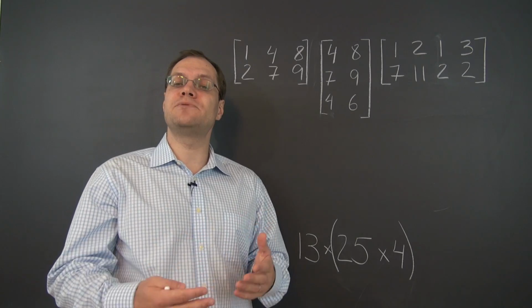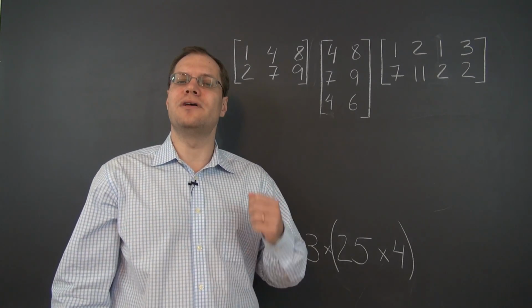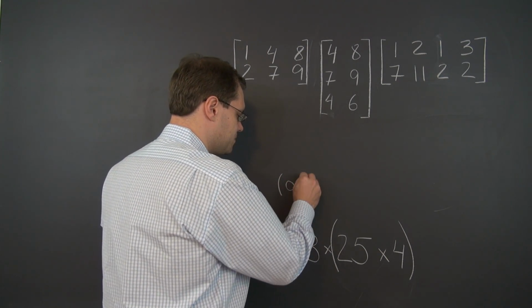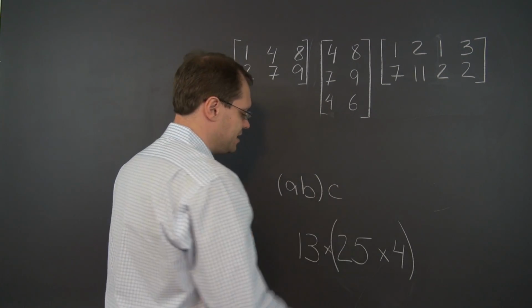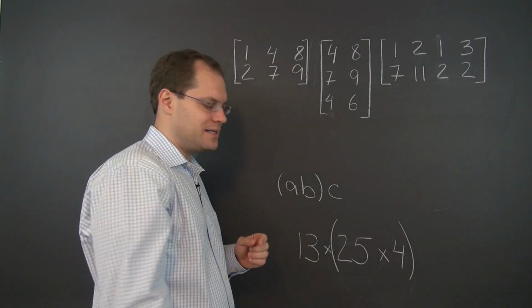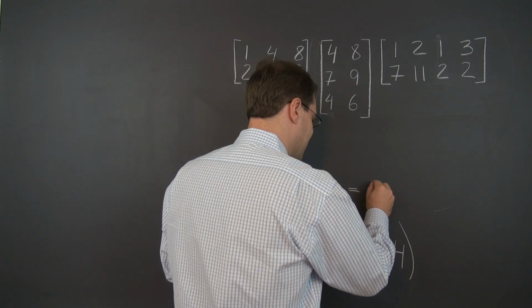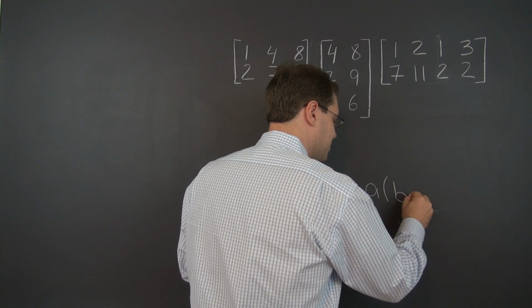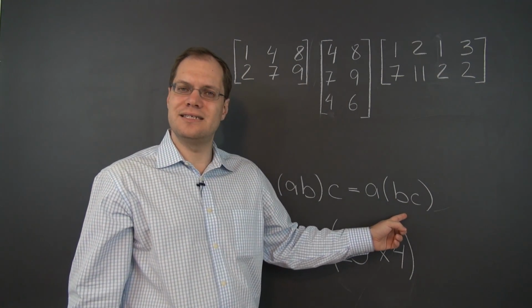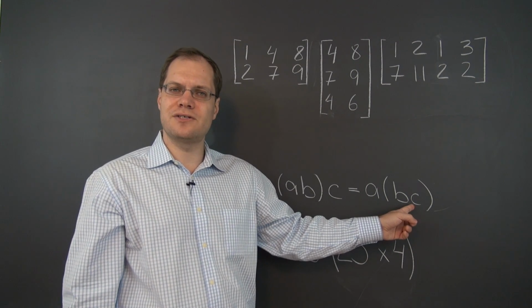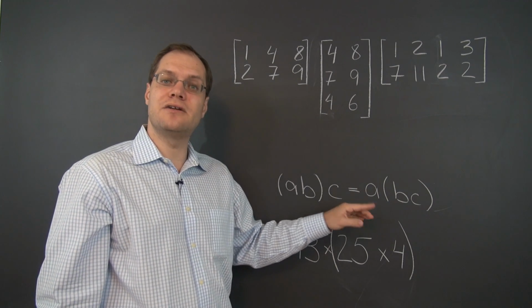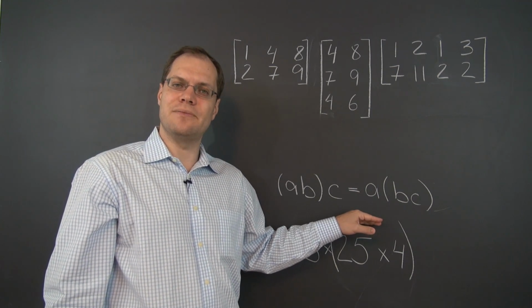So if we wanted to capture this associative rule with letters, as we usually do in algebra, we would write that AB in parentheses times C, meaning the product AB is done first, and then the result is multiplied by C, would yield the same value as A multiplied by the product BC. And here, the parentheses indicate that the second product is to be done first, and then the result is to be multiplied by A, and the equality sign means that in both cases, we get the same thing.